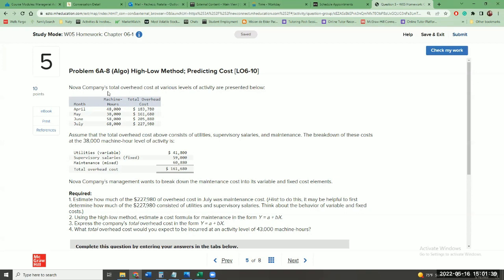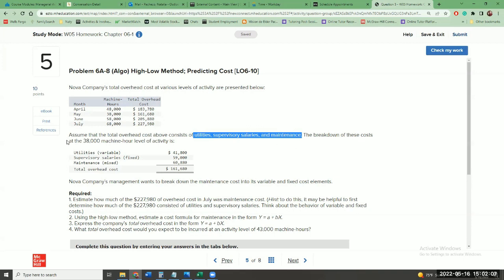It says that Nova Company's total overhead costs at various levels of activity are presented below. So we have the machine hours, the months, and the total overhead cost. Assume that the total overhead cost above consists of utilities, supervisory salaries, and maintenance. Okay, so these are the three costs in total overhead cost.